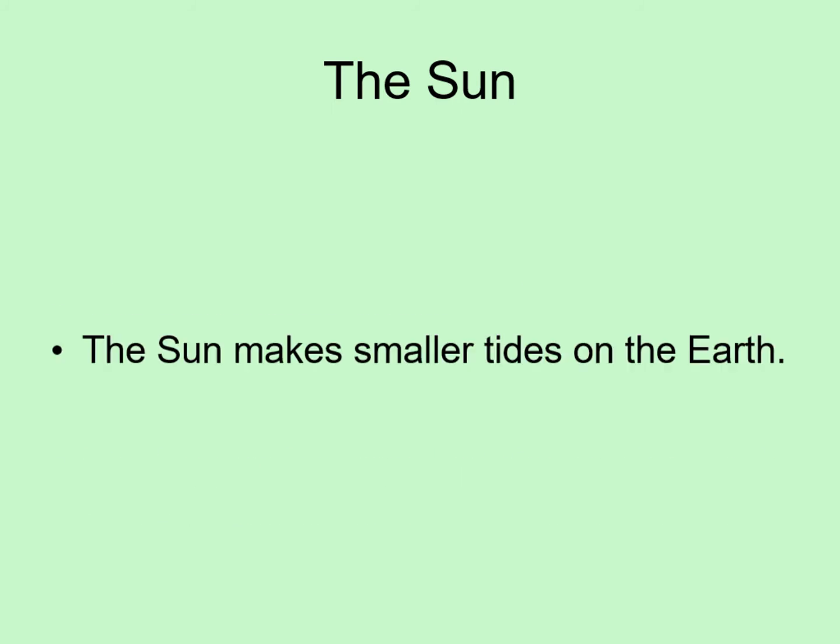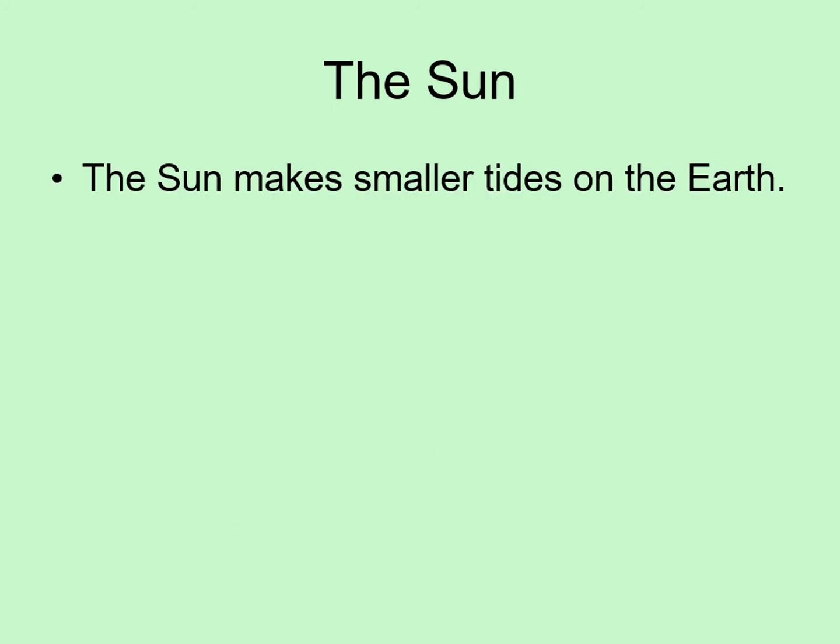So far, we've seen that the moon generates 2 high tides on the Earth. However, the sun also creates 2 high tides. The sun's tides are a little more than 1/3 as high as the ones caused by the moon, but they do have a noticeable effect because they change the size of the tides generated by the moon.